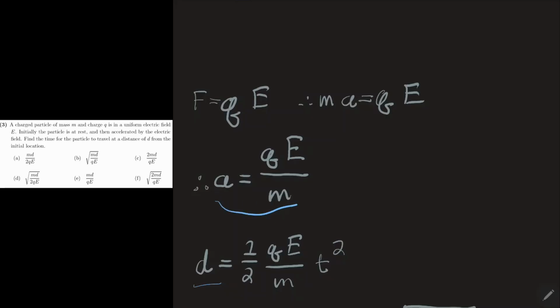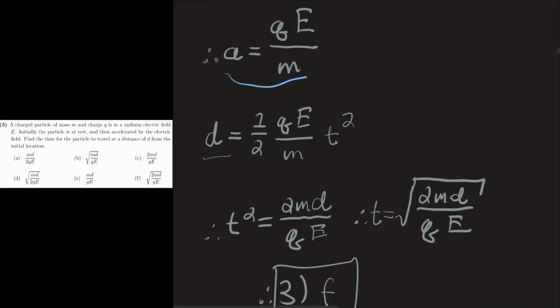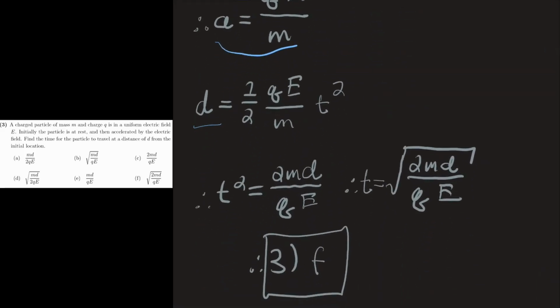The question wants us to find the time it takes for the particle to travel a distance d. So we just rearrange this equation to solve for t, and we find that it equals the square root of 2md over qE, which is option F.